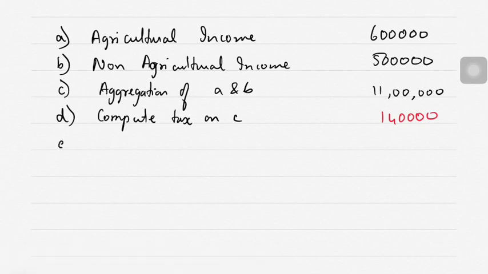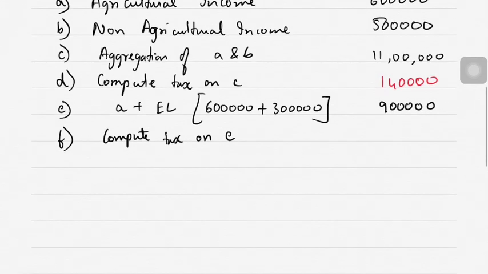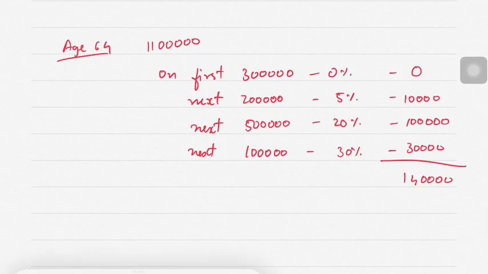Next, point E. You take agricultural income and exemption limit. So A plus exemption limit. In this case, agricultural income is 6 lakhs and exemption limit is 3 lakhs. Correct? Exemption limit can be 2,50,000, 3 lakh or 5 lakh depending on the age. So now in this case, it is 3 lakhs. So which makes this 9 lakhs. Next, compute tax on 9 lakhs. Don't write 9 lakh, compute tax on E. So compute tax on 9 lakh.